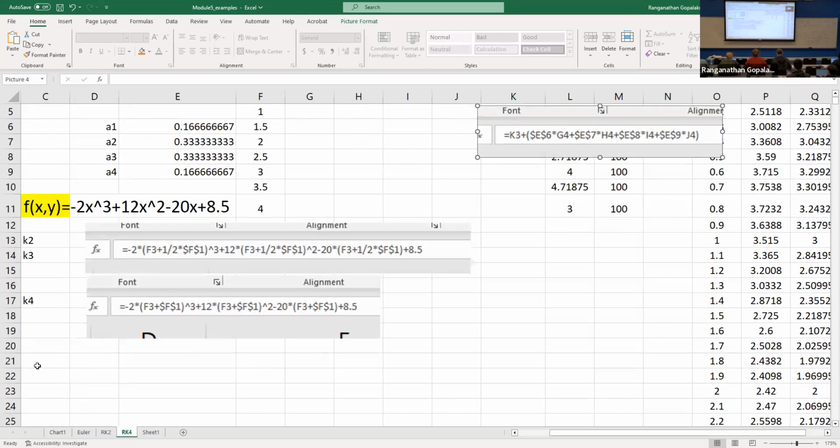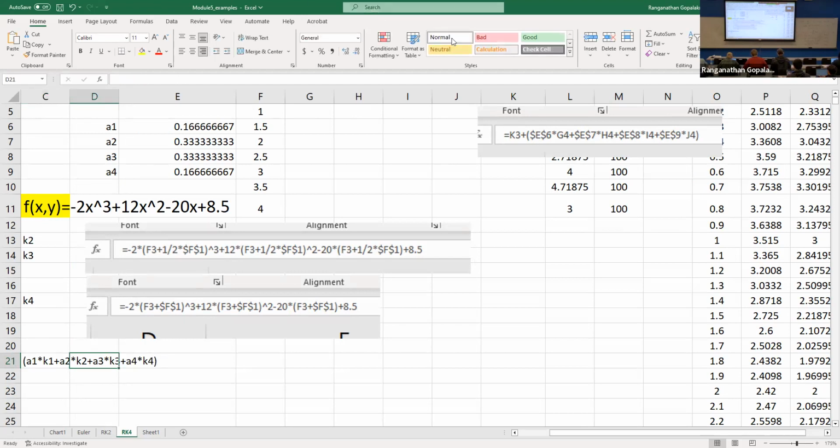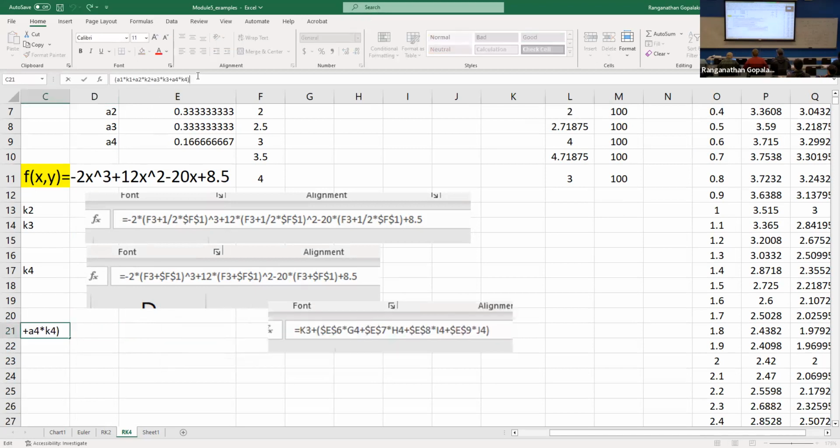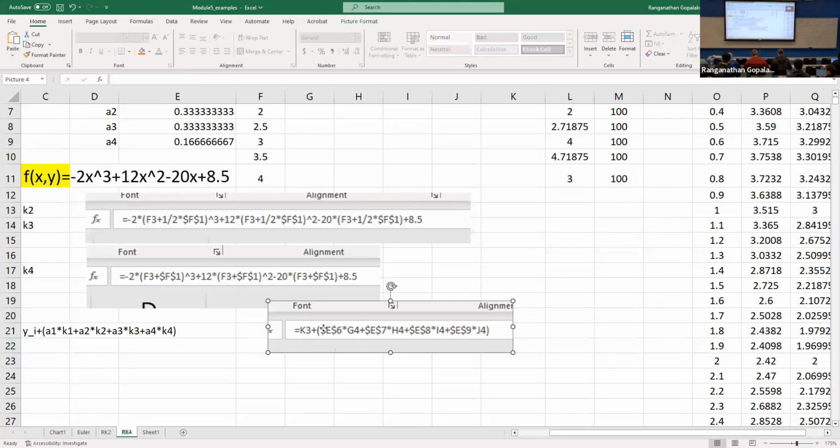So if I write it here, A1, K1 plus A2, K2 plus A3, K3 plus A4, K4, that expression is right here. Sorry, that expression yi plus that expression is right here.